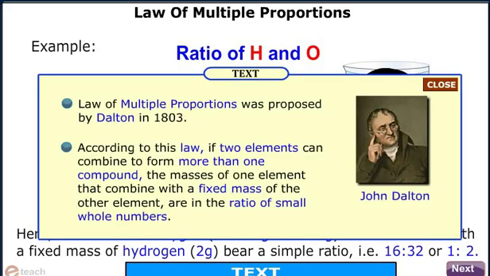The law of multiple proportions was proposed by Dalton in 1803. According to this law, if two elements can combine to form more than one compound, the masses of one element that combine with a fixed mass of the other element are in the ratio of small whole numbers.